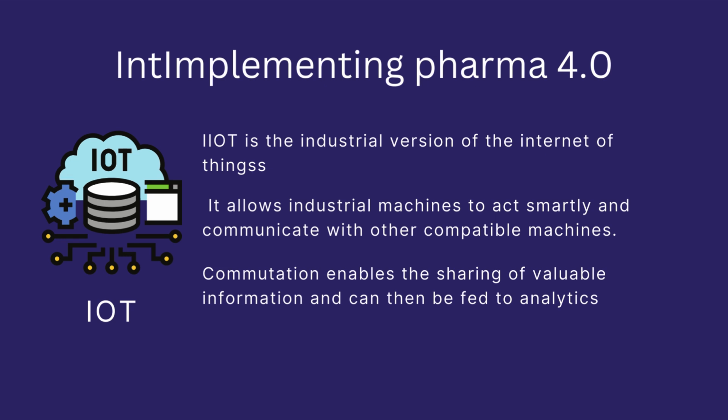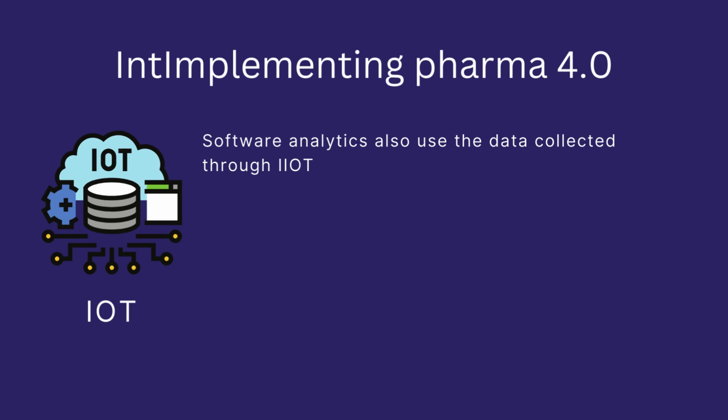Communication enables the sharing of valuable information, which becomes useful to other machines and can then be fed to analytics for further analysis and decision making. This data can also be stored in centralized storage for future analysis, use, or decision making. Software analytics also use the data collected through IoT as a part of big data.